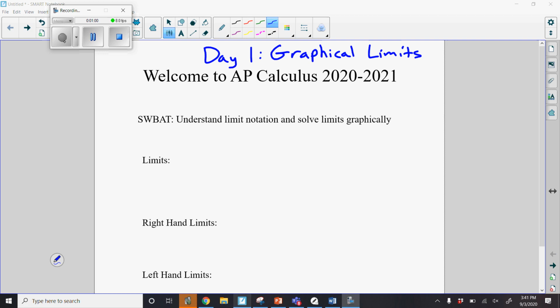So today is day one. I want you to title this page Day 1, Graphical Limits. I like to have both the day on there and the title of what the topic is. So when you're flipping around, I can tell you, hey, look at day 5. Or if you are having a problem with limits on graphs, you know that this day is about that.